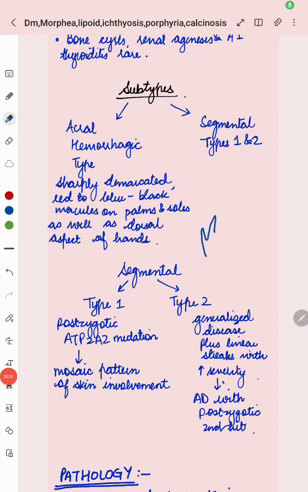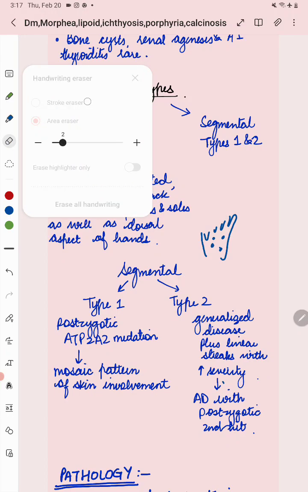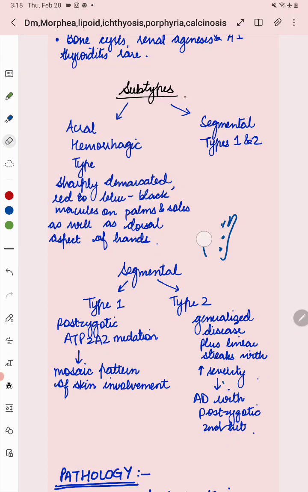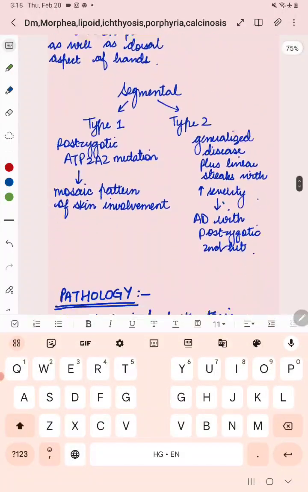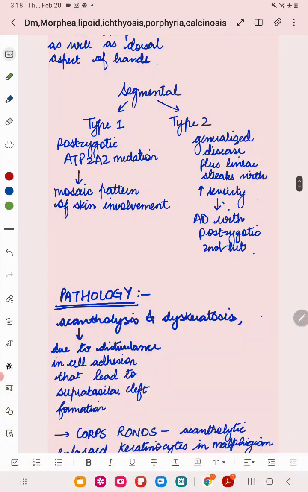Hemorrhagic variant, along with the typical manifestations of Darier's, at the acral areas you have well demarcated areas of hemorrhages. And in the segmental type 1, you have mosaic patterns. So you'll have linear lines where the Darier disease or the plaques are found much more frequently than elsewhere. But in type 2, there is a generalized involvement of the body.